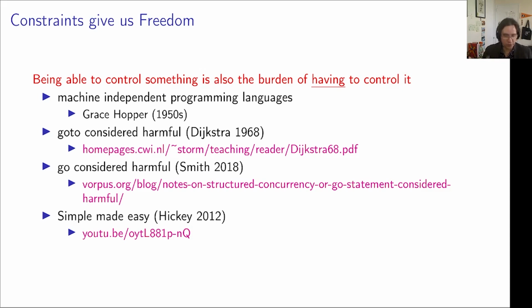I think you can trace this idea back to Grace Hopper when she developed the first machine-independent programming languages. This idea is, I think, the core of Dijkstra's famous "Go To Considered Harmful" article, which is only a page and a half. I recommend everyone read it. And there are more recent analogs of this: Nathaniel Smith's "Go Statement Considered Harmful" blog post about structured concurrency, and Rich Hickey's "Simple Made Easy" talk about the design philosophy behind Clojure.